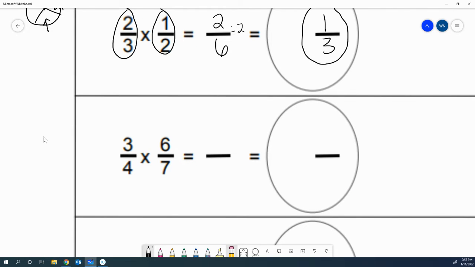Let's take a look at your next one. You got 3/4 times 6/7. Super easy. We're going to say 4 times 7 is 28. And 3 times 6 is 18. Now all we have to do is simplify.